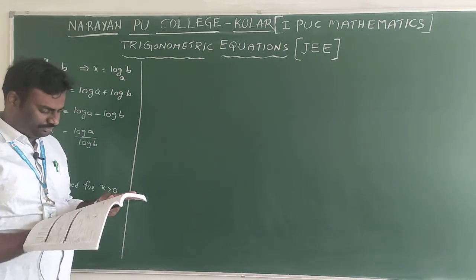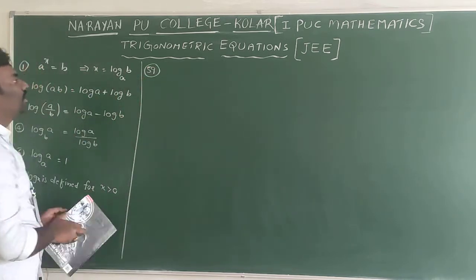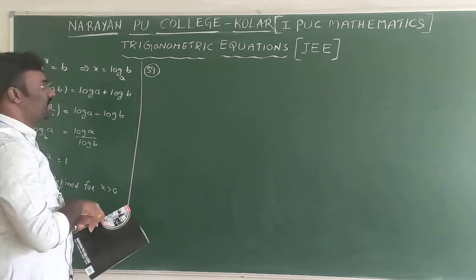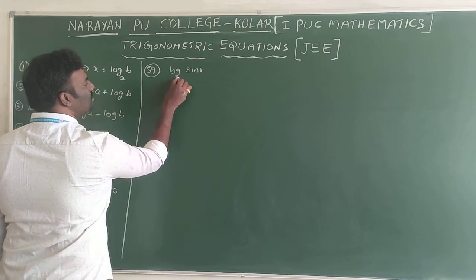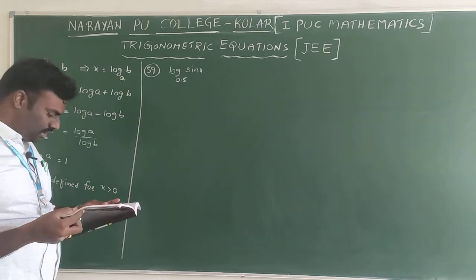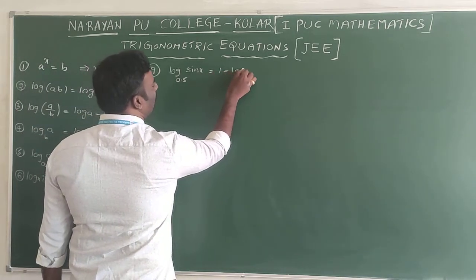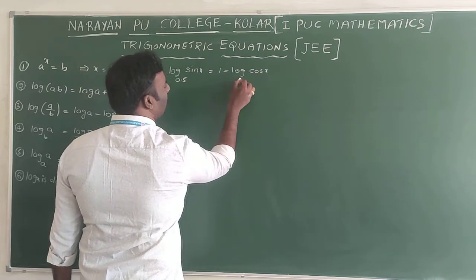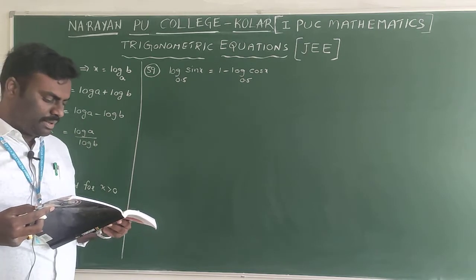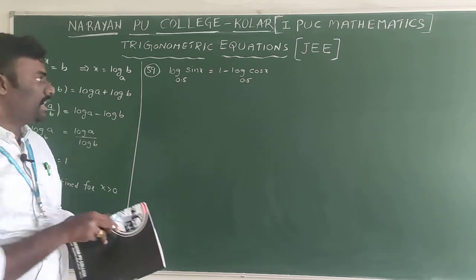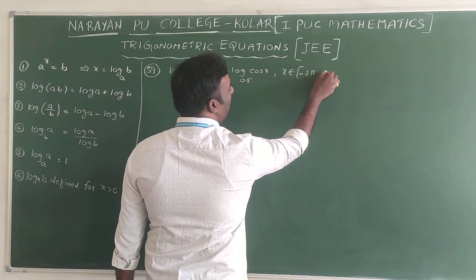In the first question, question number 59, they given log sin x base 0.5 is equal to 1 minus log cos x base 0.5. Then the number of values of x belongs to the closed interval minus 2 pi comma 2 pi.